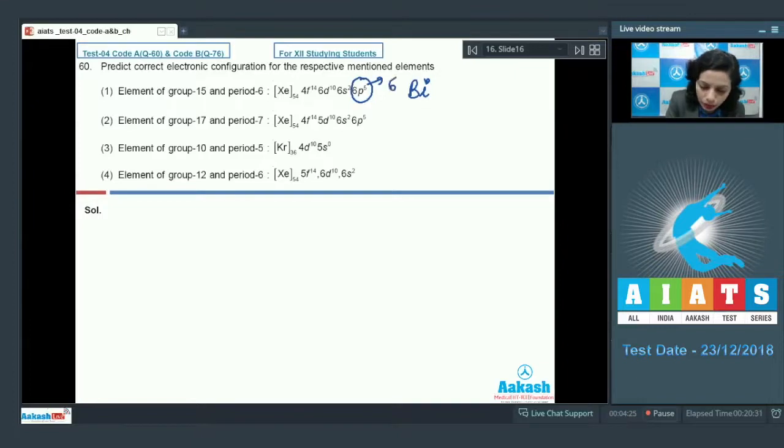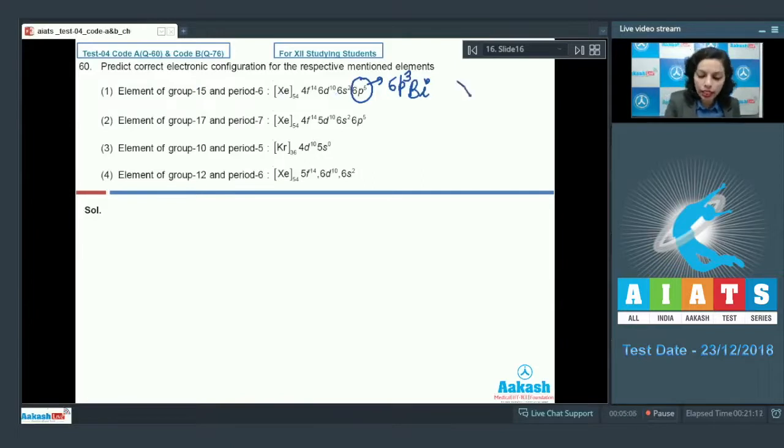It should be 6p3, not 6p5. It is incorrectly given. Even on the basis of the group number, you can also identify. To find out the group number, we just add the d electron and the valence electron also. So d electrons are 10, 2 in the 6s2 orbital, then 5 in the 6p orbital. So it should be 17. It should be the element of group 17 on the basis of this electronic configuration, but it is not so. This is the correct element of group 15 and period 6 is bismuth, not this one.